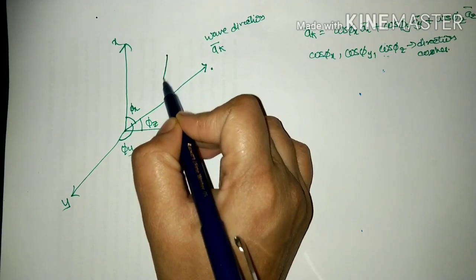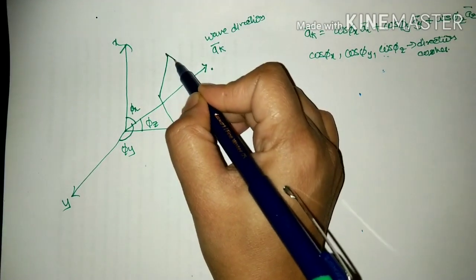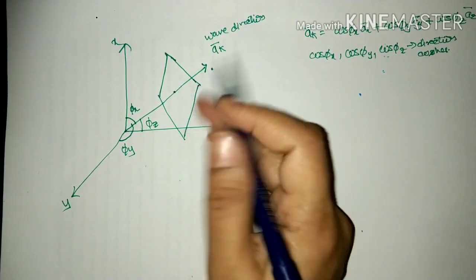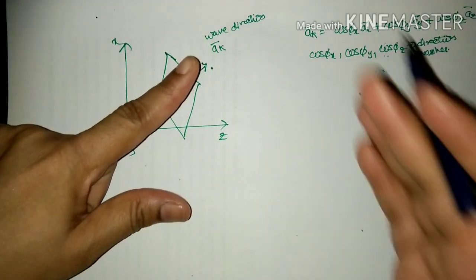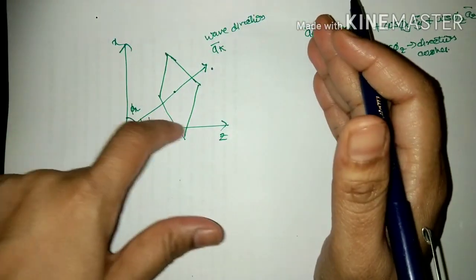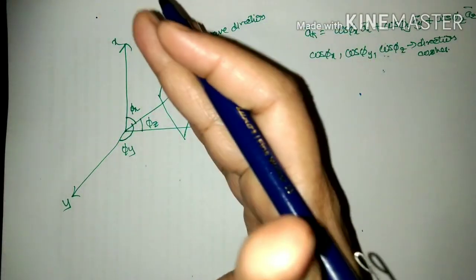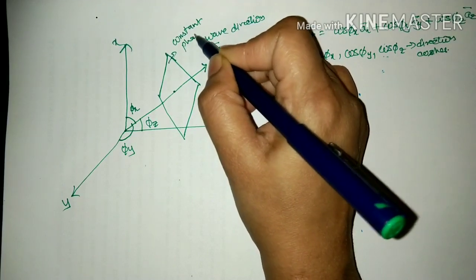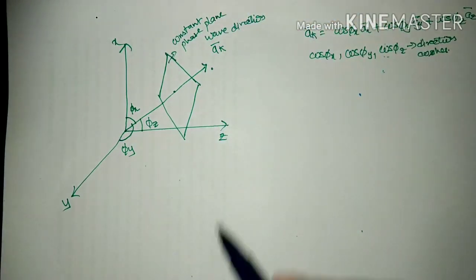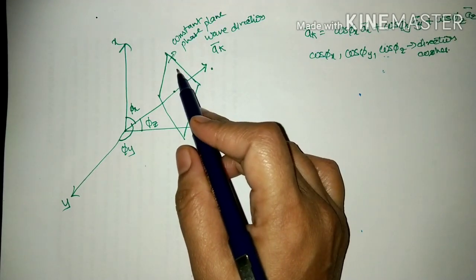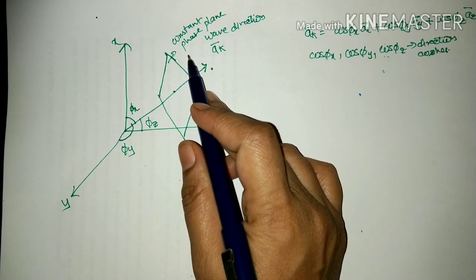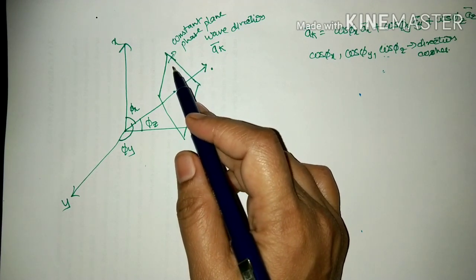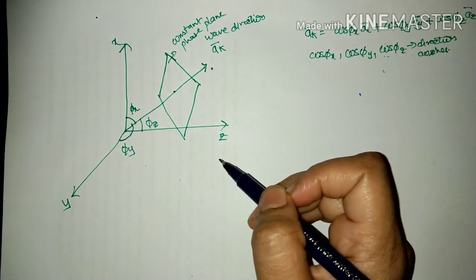Let us consider this is the plane. As the wave is propagating like this, this plane is perpendicular to the direction of propagation. So we call this plane the constant phase plane. If you are able to define the expression for this constant phase plane and multiply with beta, you will get the phase variation with respect to distance. Then we can easily represent the electromagnetic wave propagating in this direction.